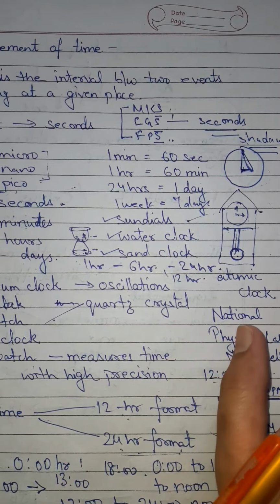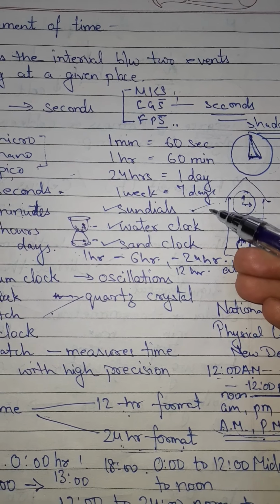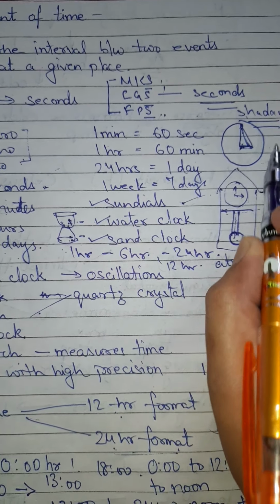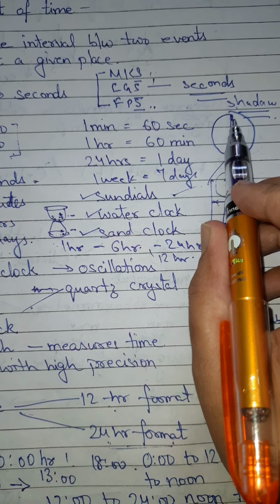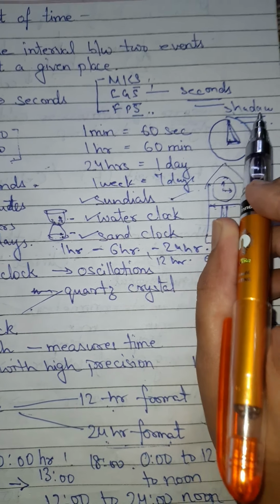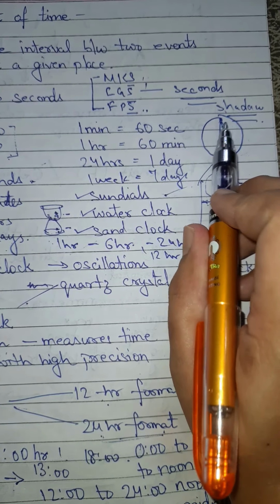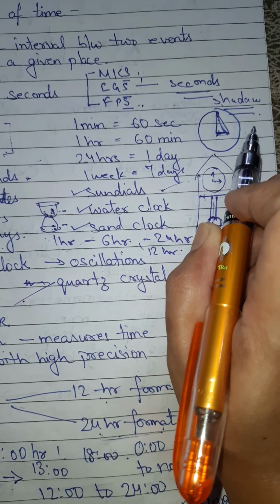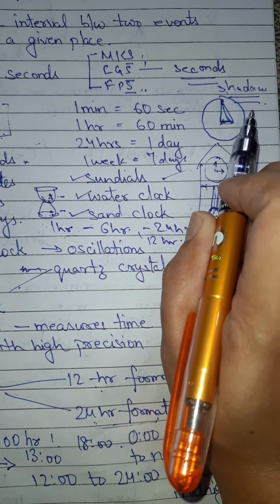In the olden times, people used to measure time using sundials. A sundial is basically a big, round base, which has a 3D triangle on it. The shadow of the triangle, where it is falling on this circular base, and what is the length of the shadow, used to tell us the time.